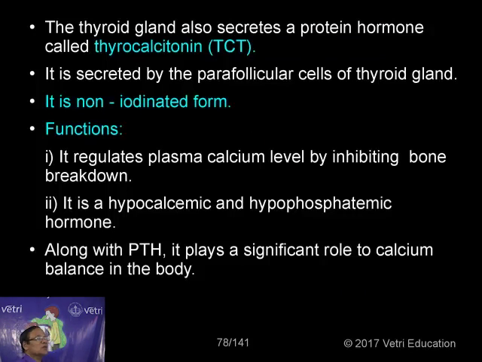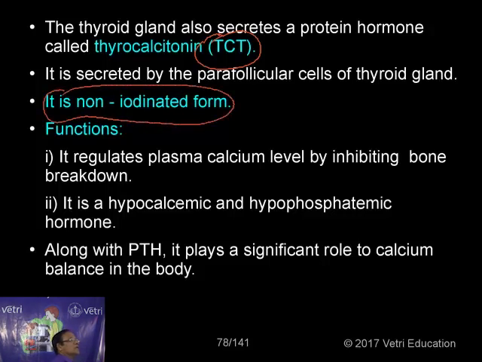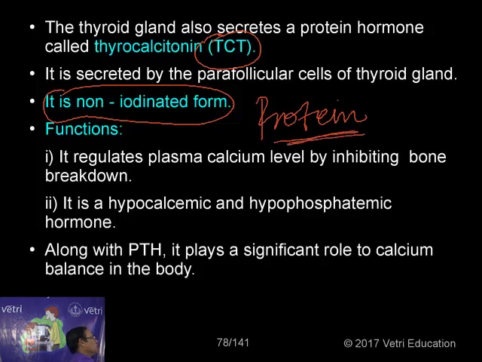Now, in addition to thyroxine, between the thyroid follicles, what I mentioned, we have parafollicular tissue. That is, outside the follicle, we have parafollicular tissue, which secretes another hormone called thyrocalcitonin, or TCT. TCT is normally not secreted by the parathyroid gland, as mentioned in some books. It is secreted mainly by the parafollicular cells, the cells present outside the follicle, and that is calcitonin, thyrocalcitonin. It is not an iodinated form, it is a non-iodinated form of hormone. It is a protein hormone, just like LTH, ACTH.